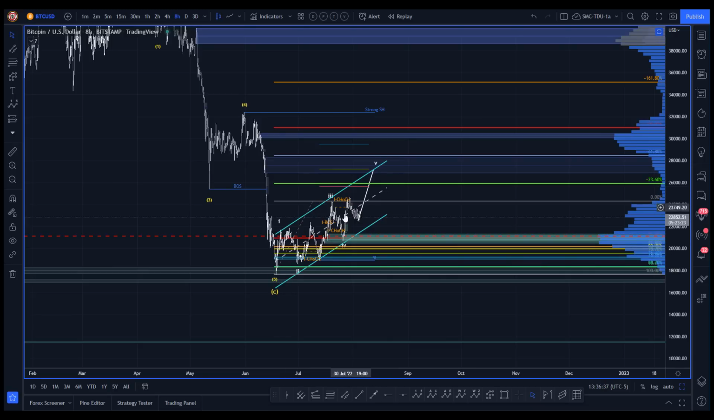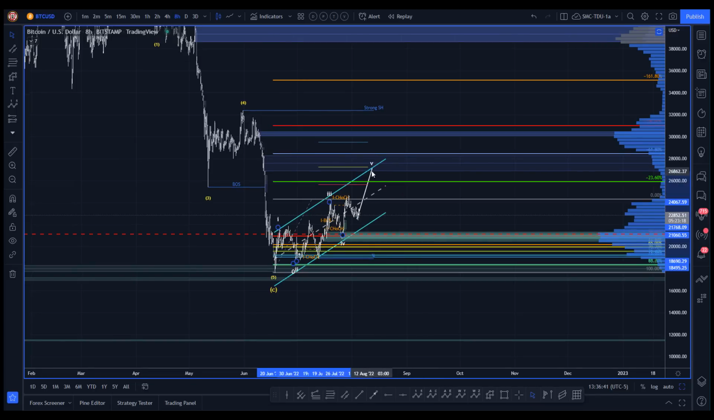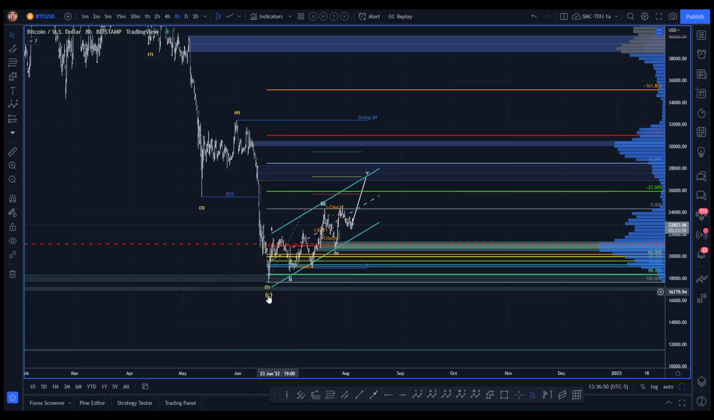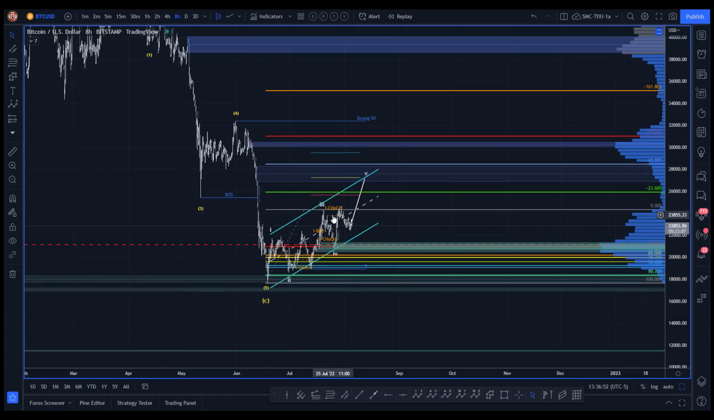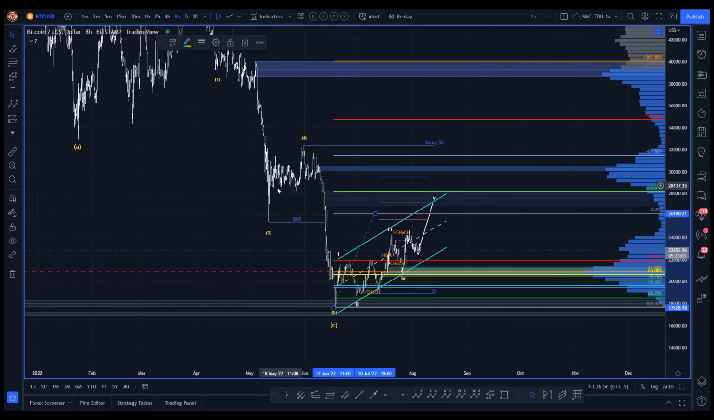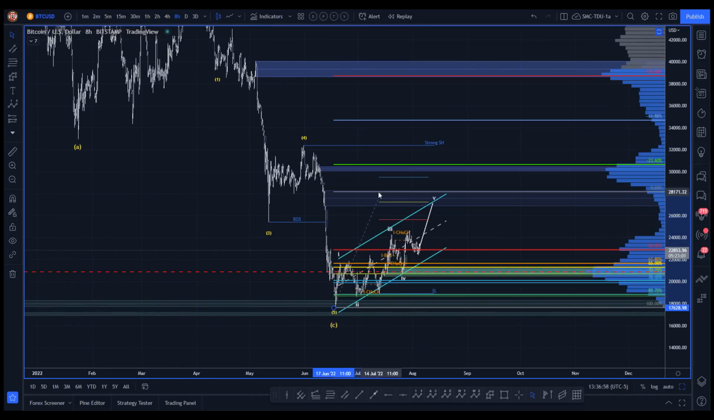Now we need an ABC, right? Is that a 5, 3, 5? We get a zigzag here to finish the 1 here. Well, there would be an alternate. It all comes back to, right down here, is this the C, right? Is this the last 5 that gets us down here and we finish down here? Well, bulls better hope so, right? I certainly hope so, right? I'm an uber bull, right? And I'm very long.